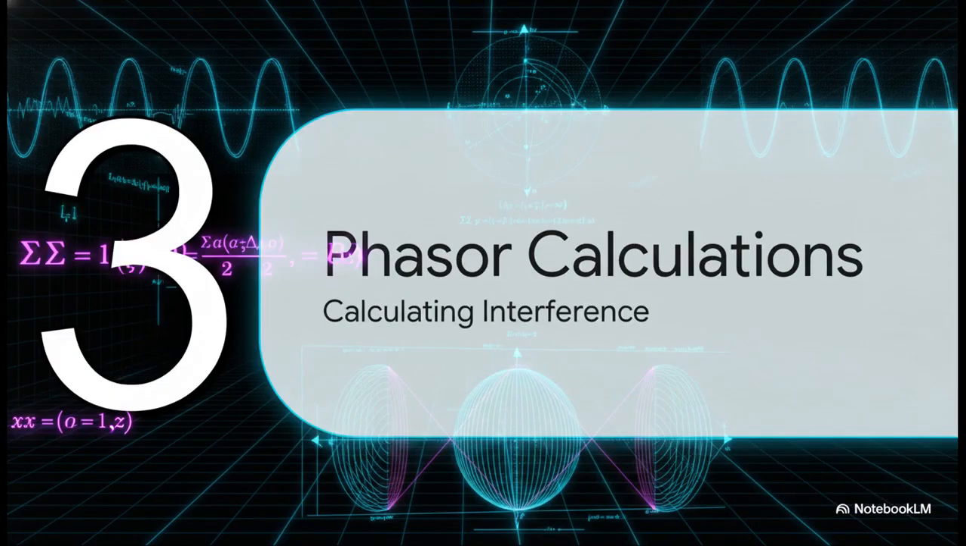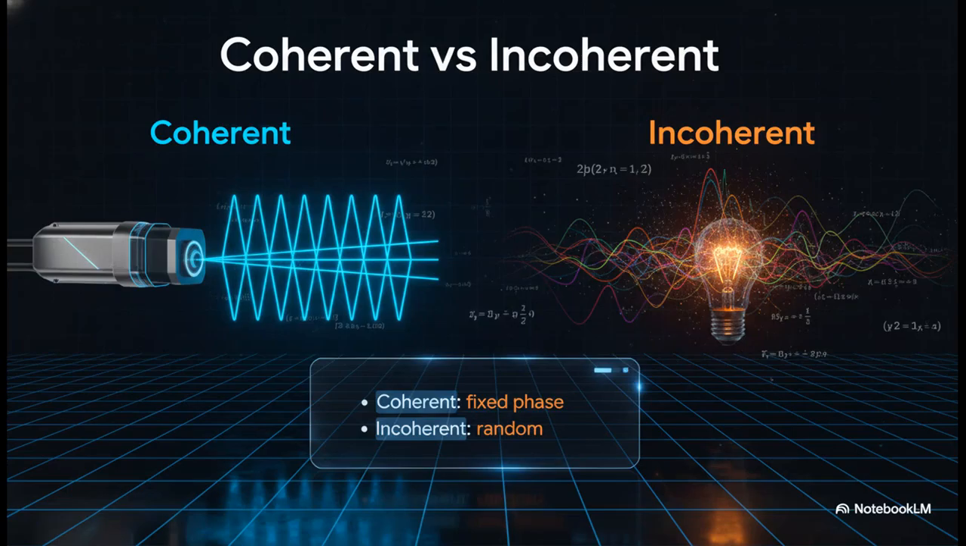All right, Section 3. Calculating interference with phasors. Now that we've actually proven the phenomenon of interference exists, let's look at how we calculate the exact intensity of these overlapping waves.